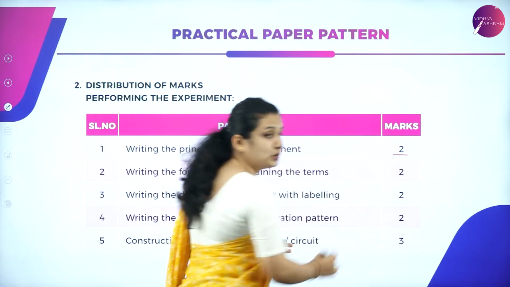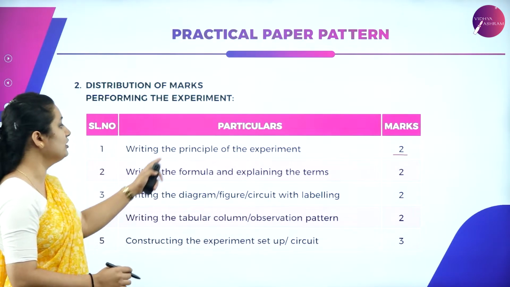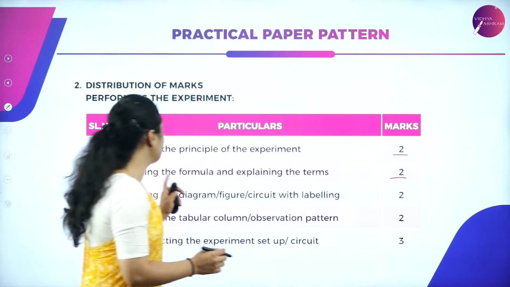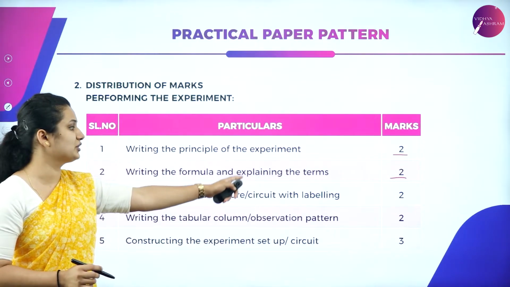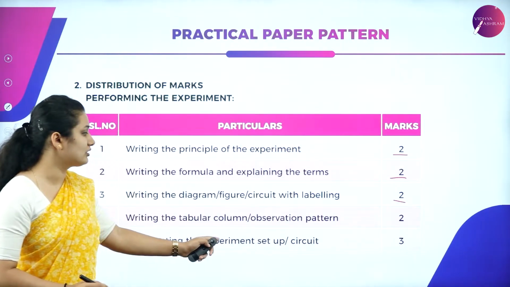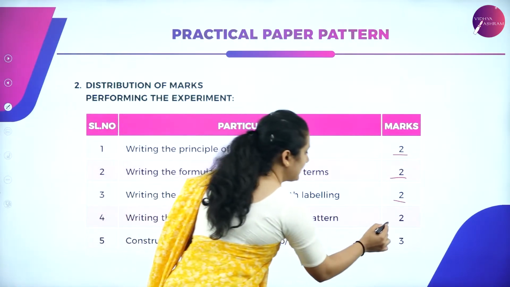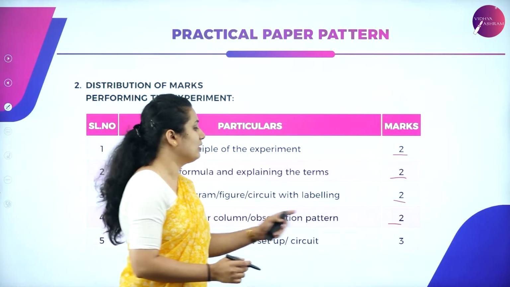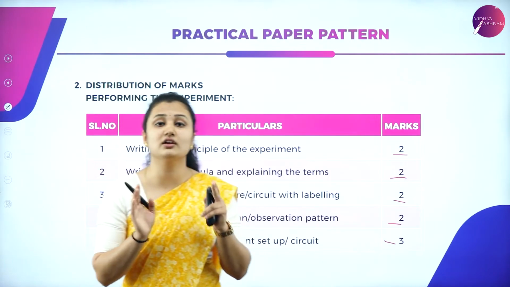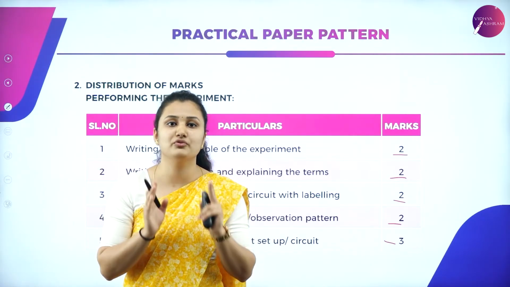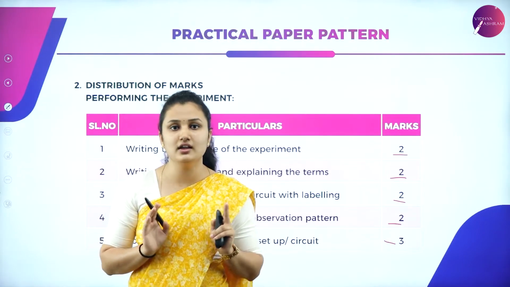So that has 2 marks here. Next I'll write the formula and explain the terms, which has 2 marks, and writing the diagram, figure, or circuit with labeling has 2 marks. Writing the tabular column or observation pattern again has 2 marks, and constructing the experiment setup or circuit has 3 marks. Once you are done with setting up the experiment, once she says to perform the experiment, only then will you start the experiment.